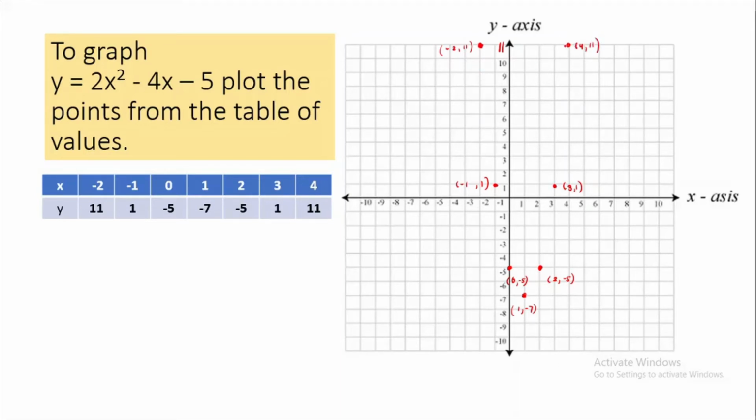Okay, kung mapapansin nyo, may mga kapartner siya, di ba? If you're going to draw a line horizontally, may pair siya. So now from here, the next thing that we need to do is to connect the dots. Okay. So nauna yung negative 2, 11. Next is negative 1, 1. Okay. So kailangan natin siyang i-connect in order.